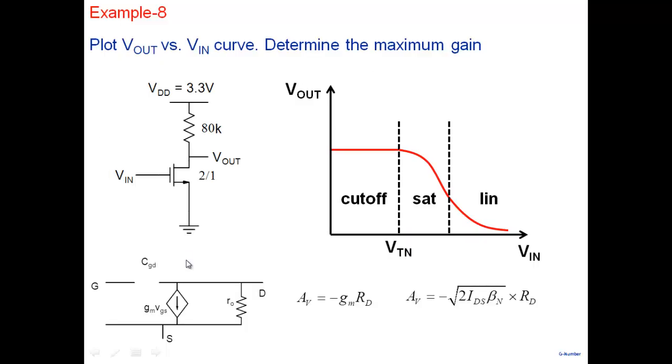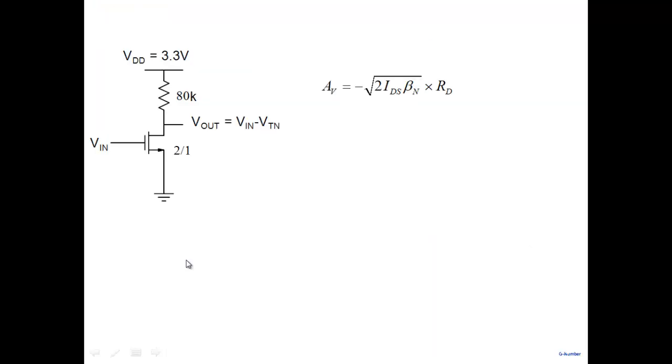Boundary will occur when the transistor is at the edge of saturation region, right? Does it make sense? I don't know what voltage I have to apply, so let's say this is V in. And at the edge of saturation, the drain to source voltage is VD sat. And what is VD sat? V in minus VTN, because V in is nothing but VGS. VGS minus VTN is VD sat. So we know that V out is equal to V in minus VTN.